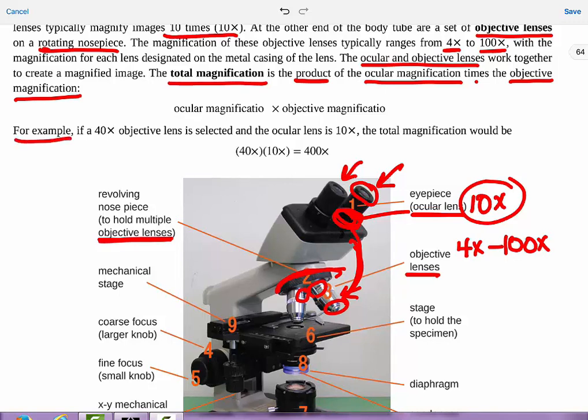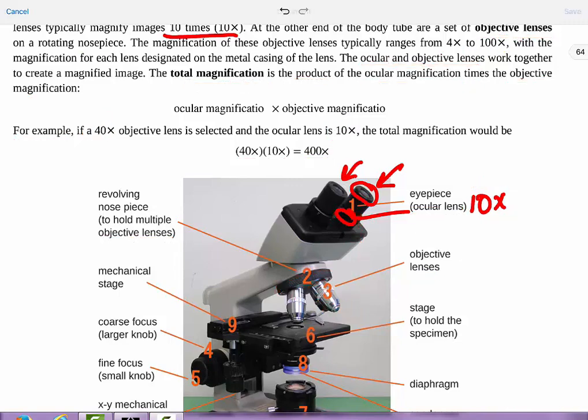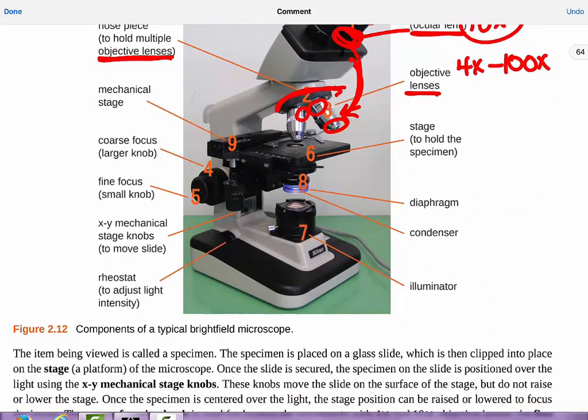Here you can see the example. If you're using the 40x objective lens, and then you have your ocular lens of 10x, you have the 40 times the 10, giving you 400x. That's the total magnification that you're using at that moment.